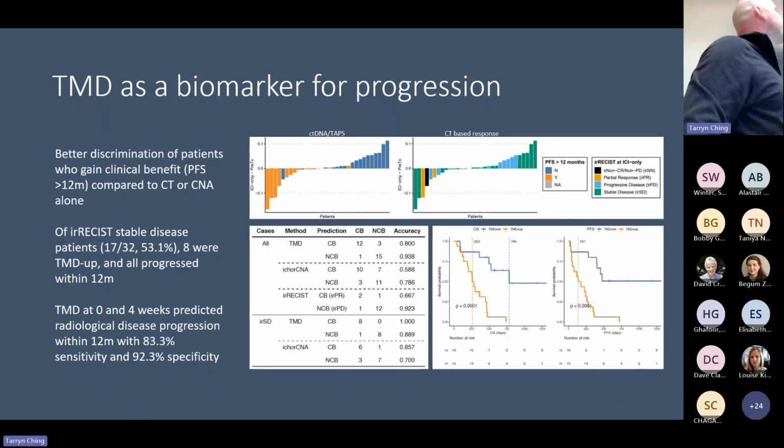And I think we see a much clearer discrimination when we apply TAPS or TMD as our biomarker of progression. We saw a much greater accuracy in applying this than using CT criteria, in terms of a sensitivity and specificity analysis. And it also outperforms some other blood-based measures that get used. In terms of survival, again, we saw a massively improved survival advantage in patients that had a reduction in their TMD over that initial period.